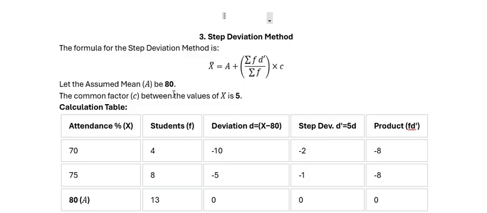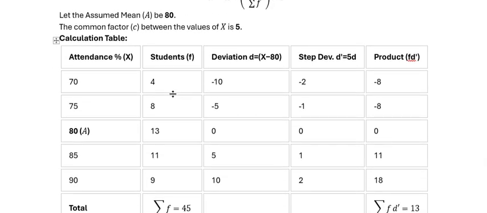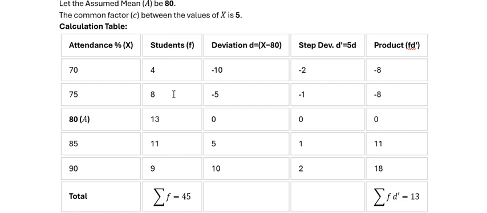So the formula for step deviation is mean is equal to assumed mean plus sigma fd dash divided by sigma f, into c. Dash means the deviation divided by the common difference, and c means the common difference I'm talking about. So if we see the attendance here, it is 70, 75, 80, 85, 90. We are making 80 again the assumed mean, and the number of students we take similar to the question.